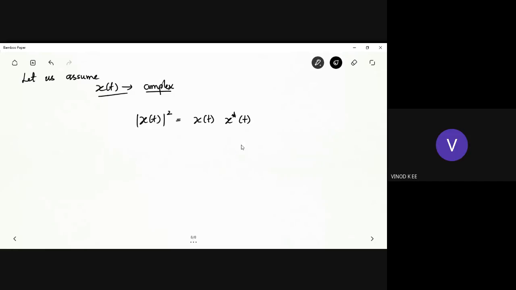Sir, conjugate of x of t. Wonderful, very good answer. So x star of t is said to be the complex conjugate. Exactly. So that is said to be the complex conjugate of the given signal. Okay. So now I have the modulus of x of t squared, that would be equal to x of t into x star of t.